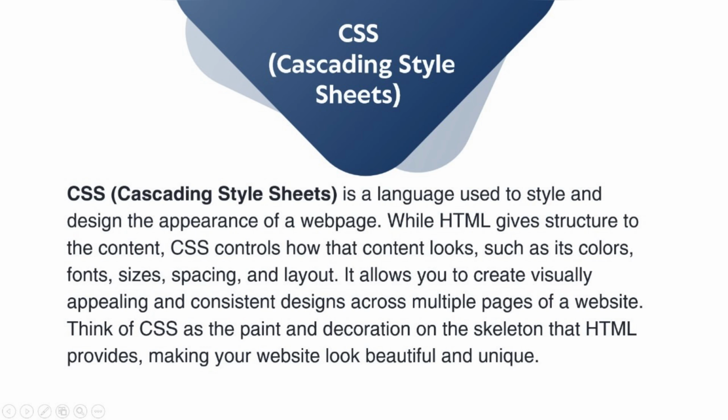CSS, Cascading Style Sheet. It is a language used to style and design the appearance of a web page. While HTML gives structure to the content, CSS controls how that content looks, such as its colors, fonts, size, spacing, and layout. It allows you to create visually appealing and consistent designs across multiple pages of a website. Think of CSS as the paint and decoration on the skeleton that HTML provides, making your website look beautiful and unique.